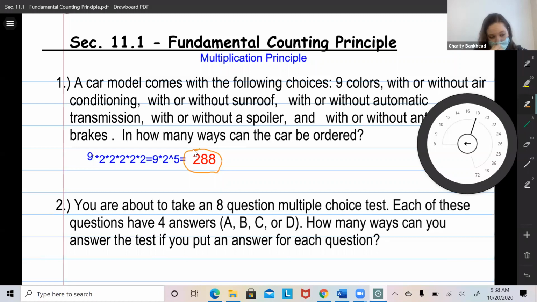All right, so number 2 says you are about to take an 8-question multiple choice test. Each of these questions has 4 possible answers, A, B, C, or D. How many ways can you answer the test if you put an answer for each question?